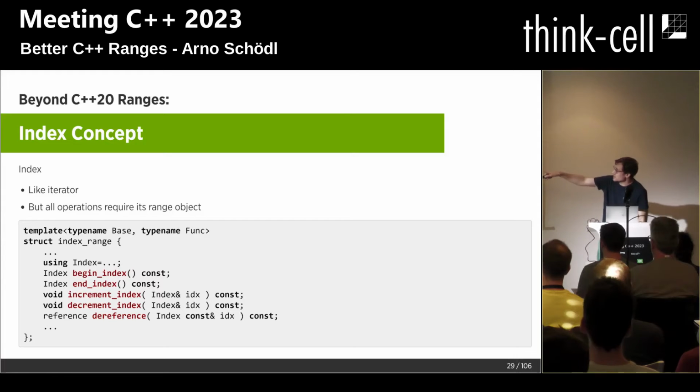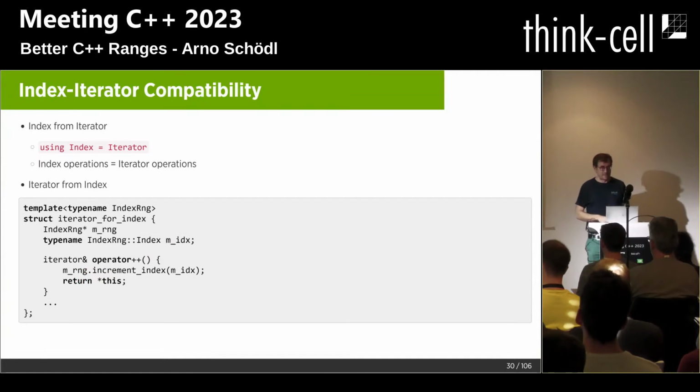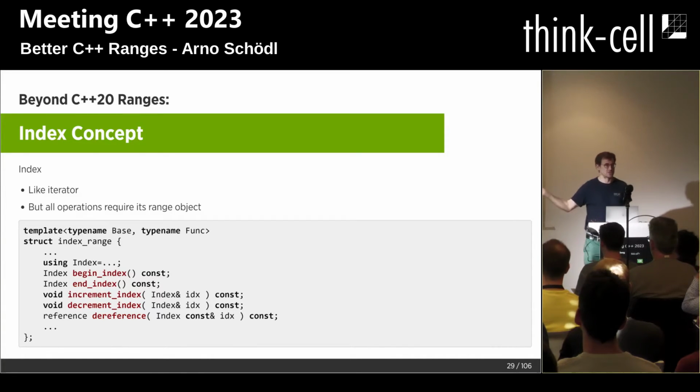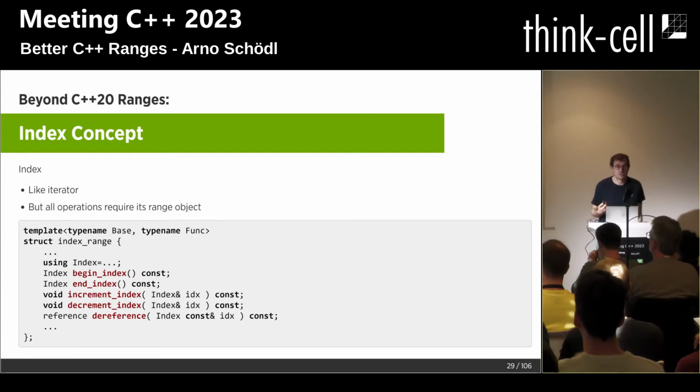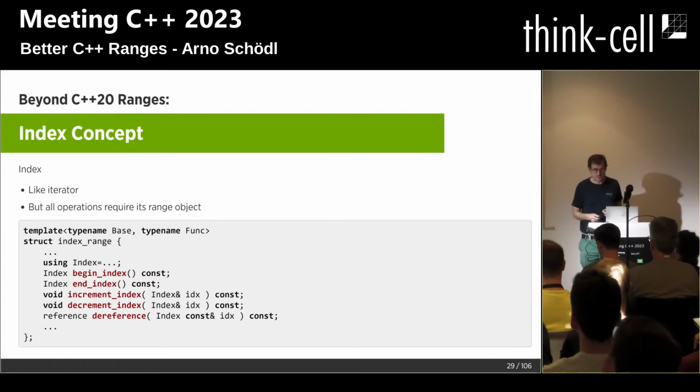You have an index range, and then you have member functions on it: begin index, end index, increment index. Begin index and end index return the index, and increment, decrement, or dereference always take the index as an input, and they are member functions of the range, so they have the range and the index. Now, of course, if I tell you that you have to rewrite all your code to use indices instead of iterators, that's going to be a no-go. We don't want that. We still want to use iterators in our code, because that's what we're used to, and arguably it's also simpler.